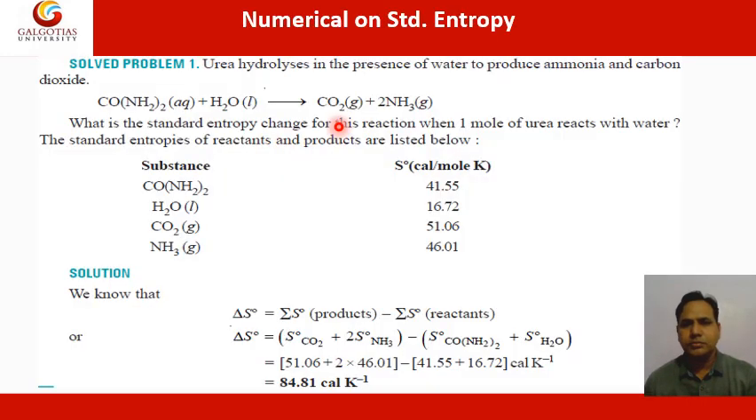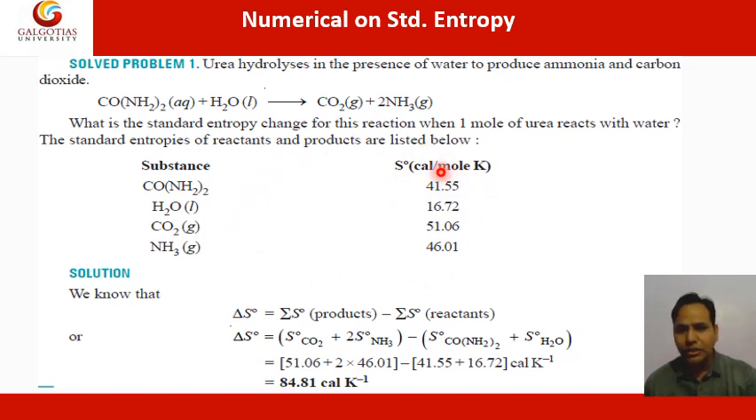Here is a numerical based on standard entropy. The solved example is this: urea is hydrolyzed in the presence of water to produce ammonia and carbon dioxide. This is the equation: urea and liquid water are converted into carbon dioxide and ammonia. What is the standard entropy change for this reaction when 1 mole of urea reacts with water? The standard entropies of the reactants and the products are listed below; these values of the standard entropies of the substances are given here.